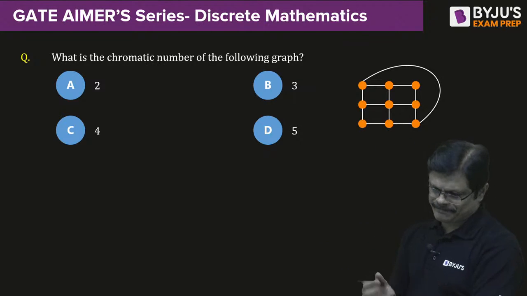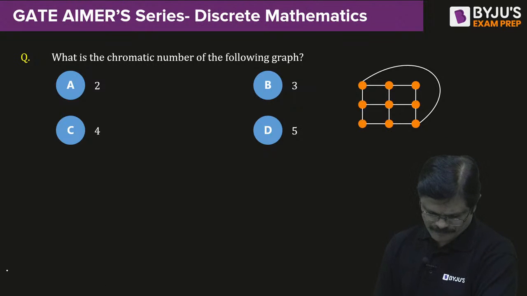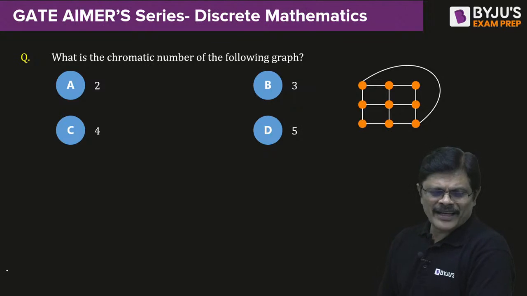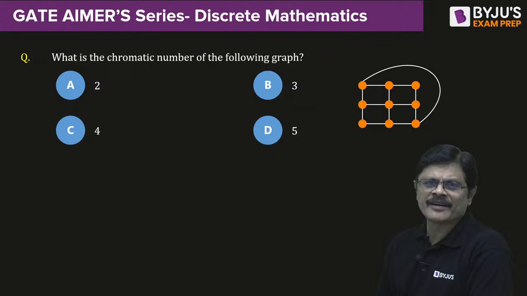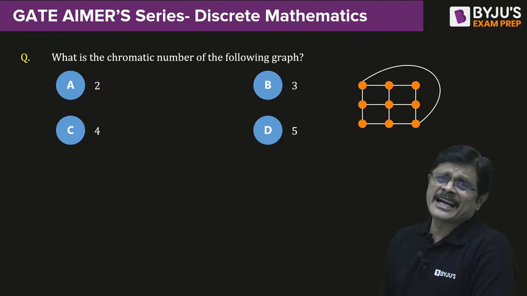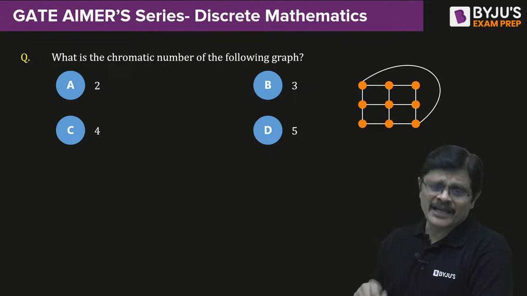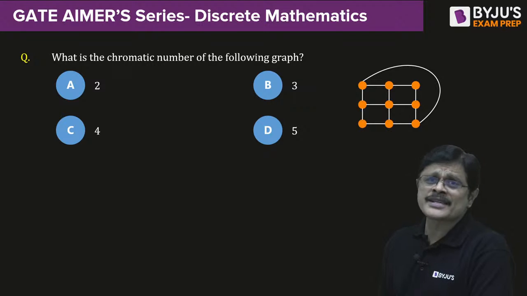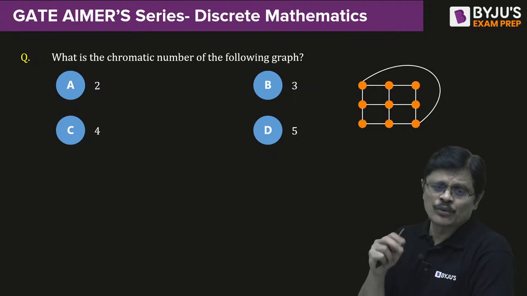Now, what is the chromatic number of the following graph? See, my dear friend, for chromatic number, two ideas are very, very helpful. If it is a complete graph, we require n colors. If it is an odd cycle, we require 3 colors. If it is an even cycle, we require 2 colors.